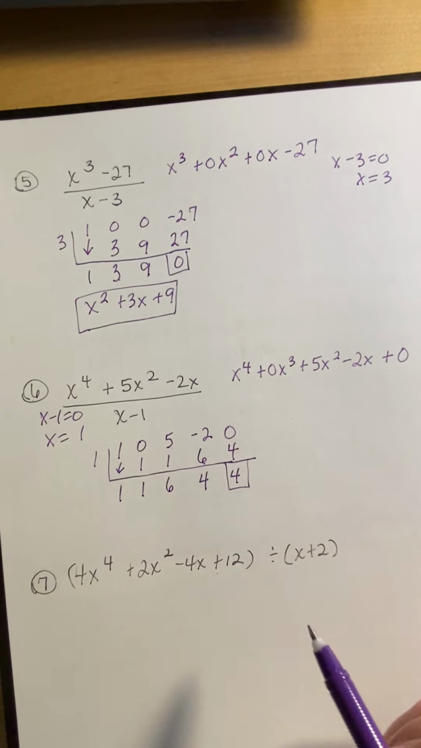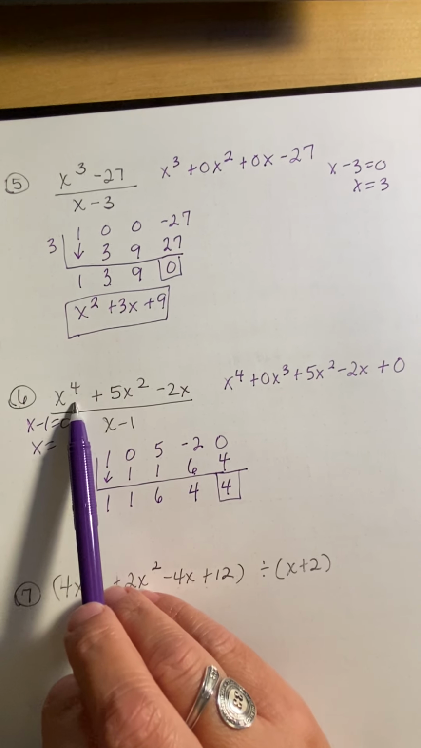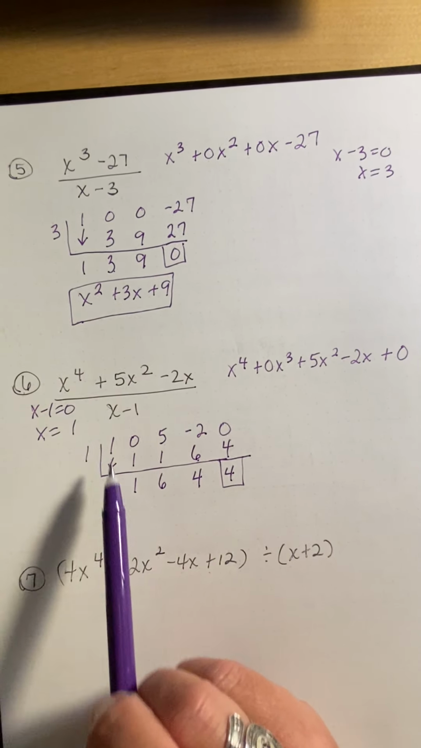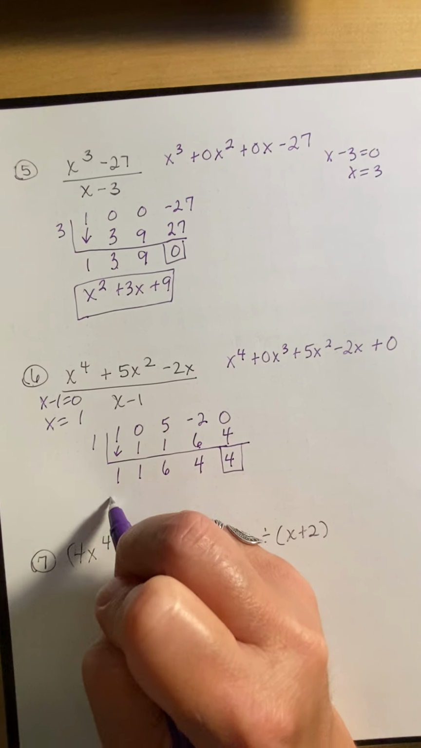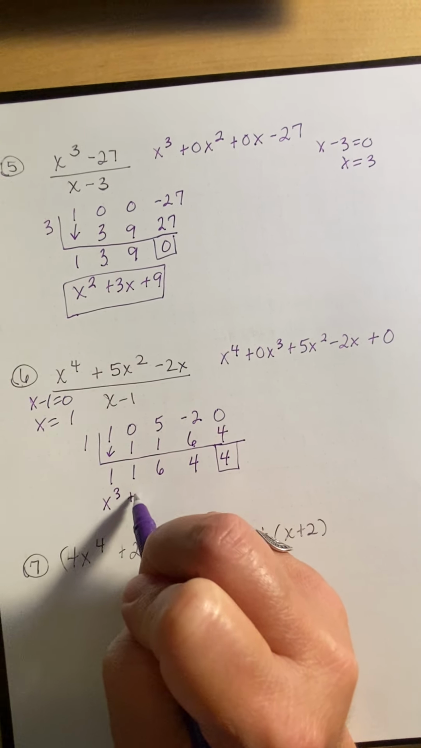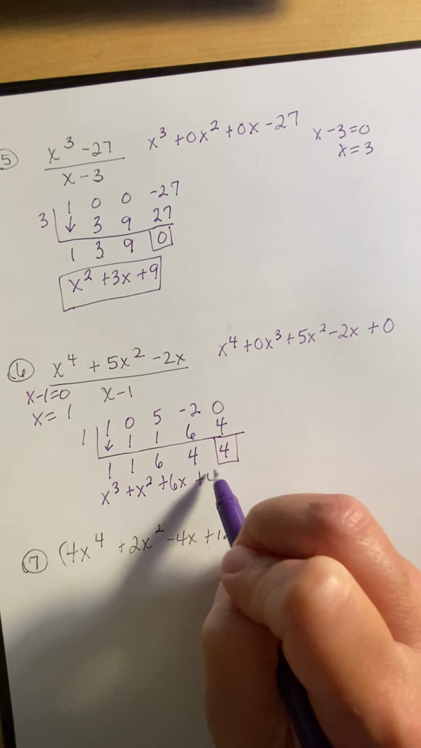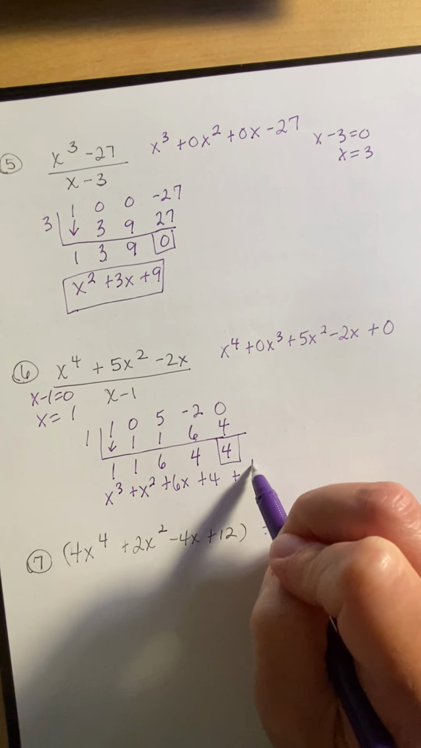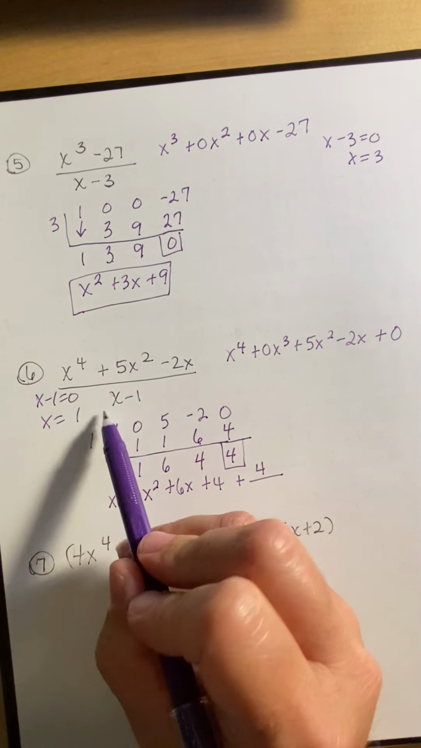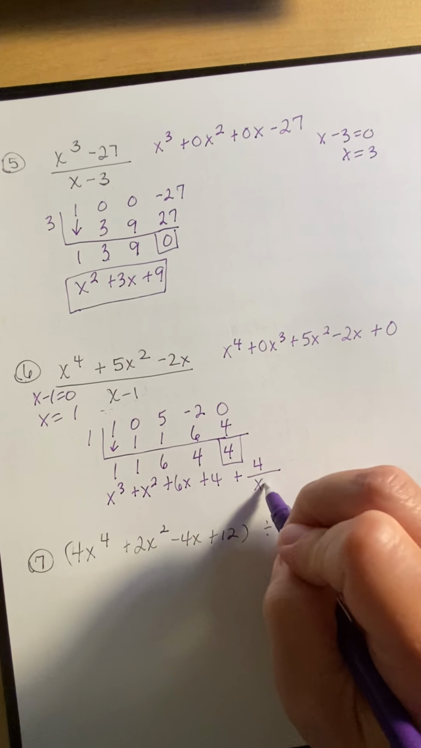There is your remainder. So we started with an x to the 4th. Still have to drop it down 1. So we're going to start out with an x to the 3rd plus x squared plus 6x plus 4. And remember, when you write your remainder, it's always going to be over your divisor. So in this case, x minus 1.